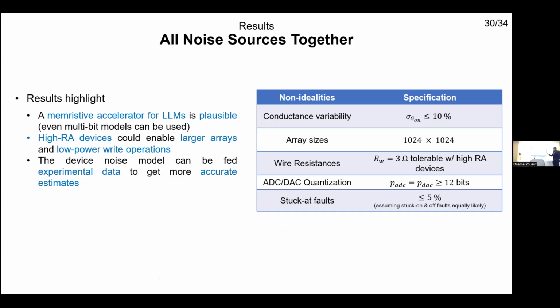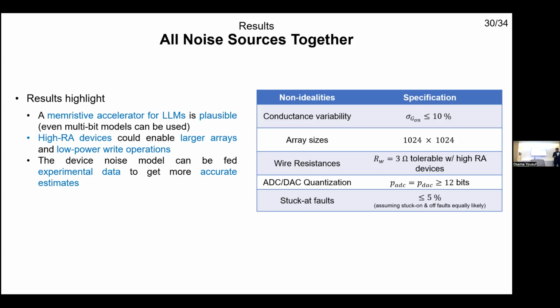And so, just answering the initial question I posed, would such an accelerator for LLMs be plausible? The answer is yes. You would want to have devices that are more resistant in order to realize larger arrays, and possibly even low power write operations. And the noise model that we've built can actually be fed actual experimental data in order to make it more accurate.